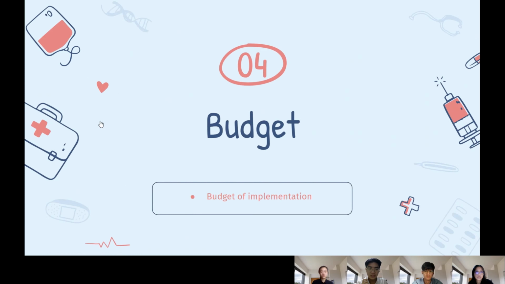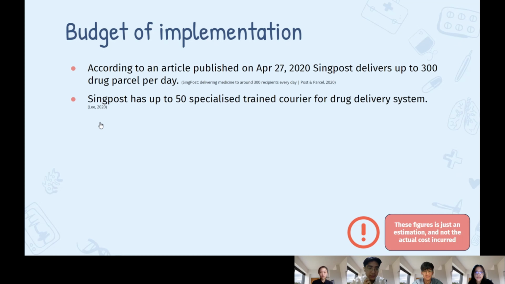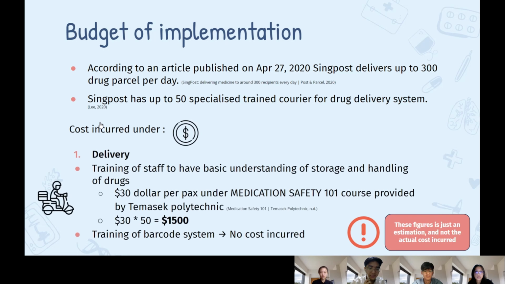Now let us look at the budget. Singapore delivers up to 300 job passes per day, and SingPost has up to 50 specially trained couriers. The following are costs which we have estimated. For delivery, the training of staff to have a basic understanding of drug storage and handling costs about $30 per person in the Medication Safety 101 course provided by Temasek Polytechnic. And if we were to train 50 couriers, it will amount to $1,500.